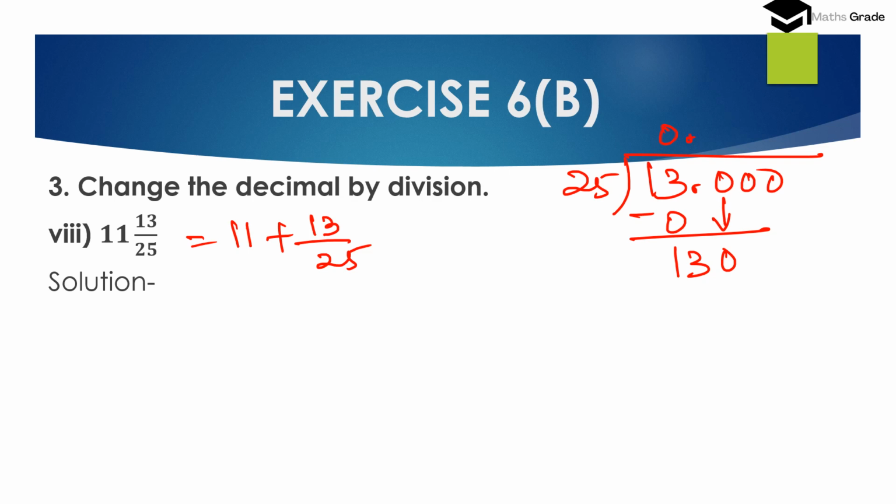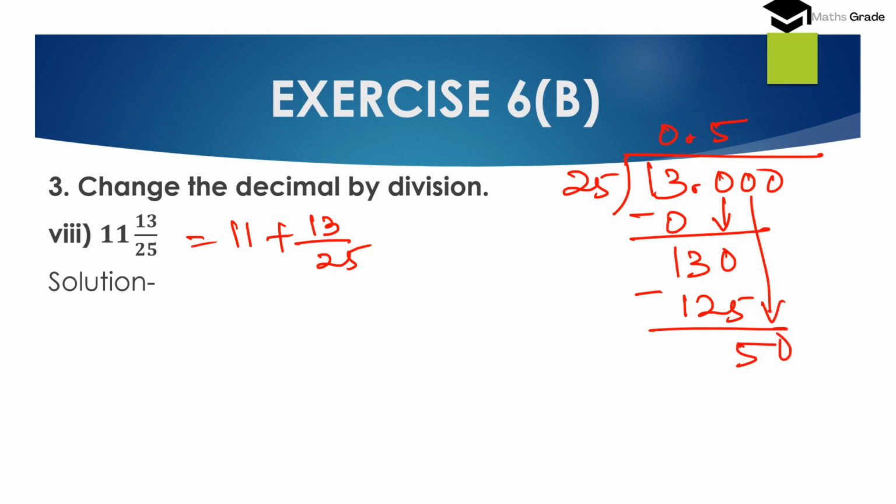Now in the table of 25, if we multiply 25 with 6 it is 150, which is more than 130. So we have to multiply 25 with 5, and 25 multiplied with 5 is 125. Now 130 minus 125 is 5, and write this 0 here.